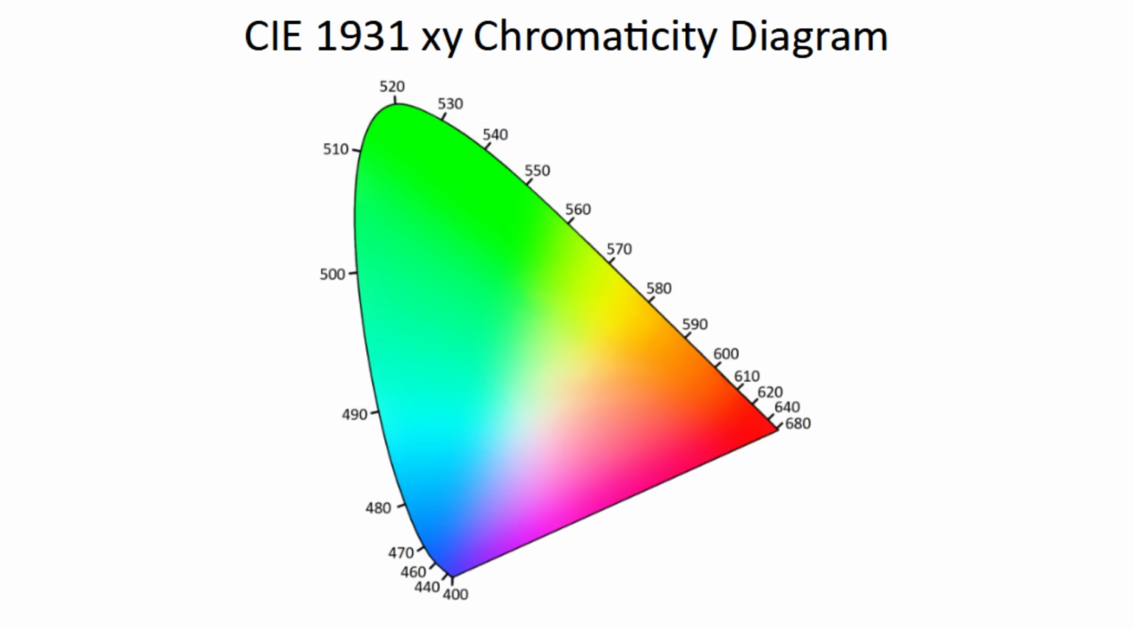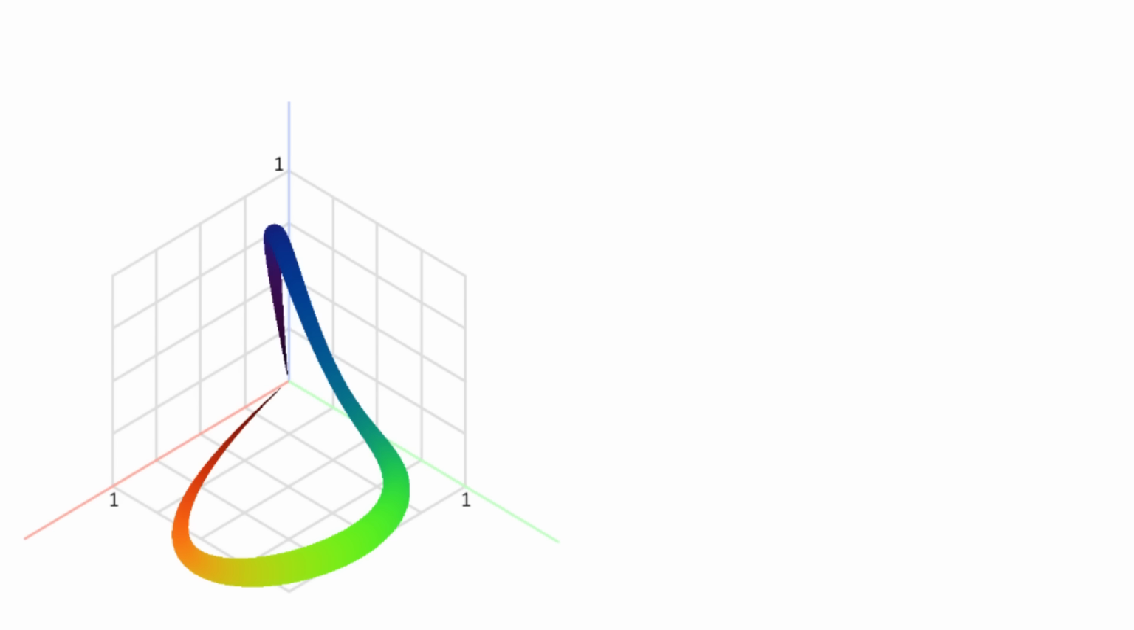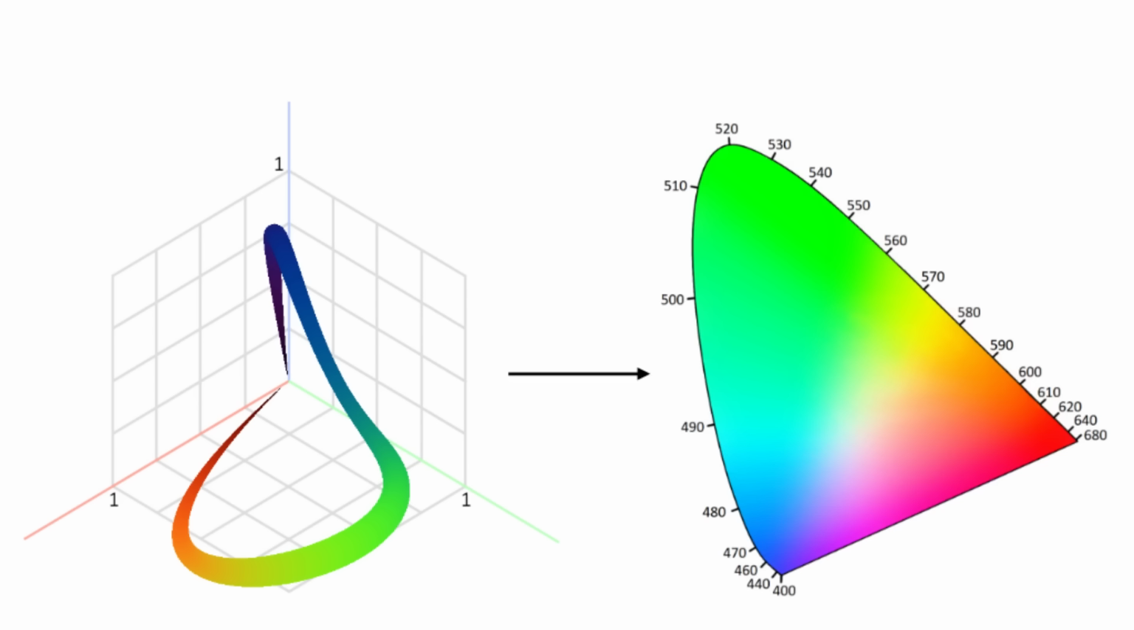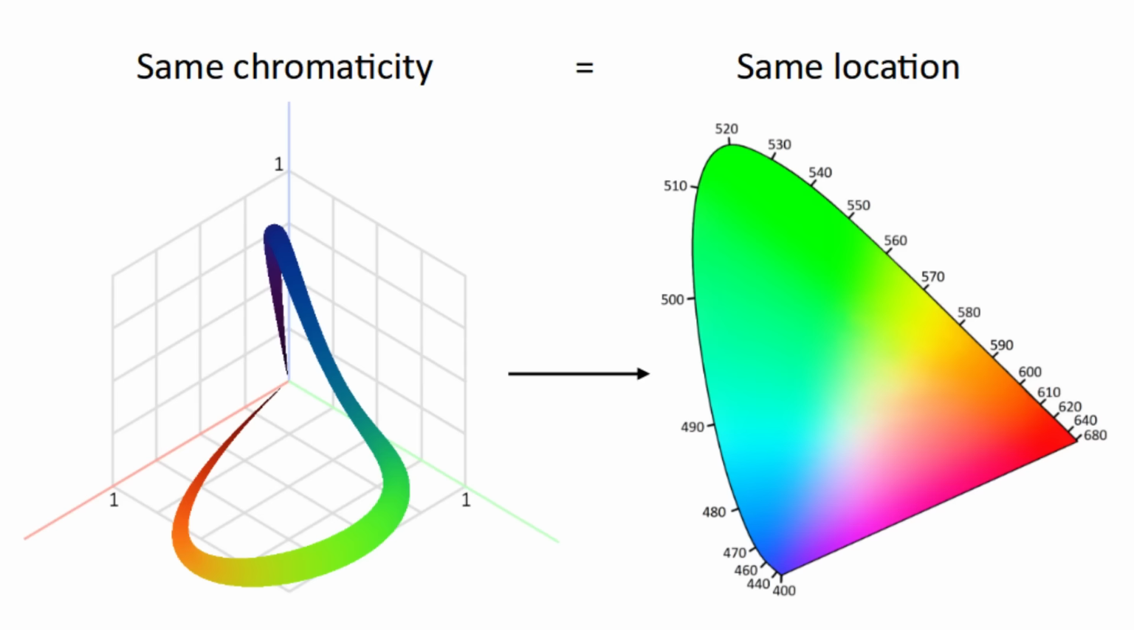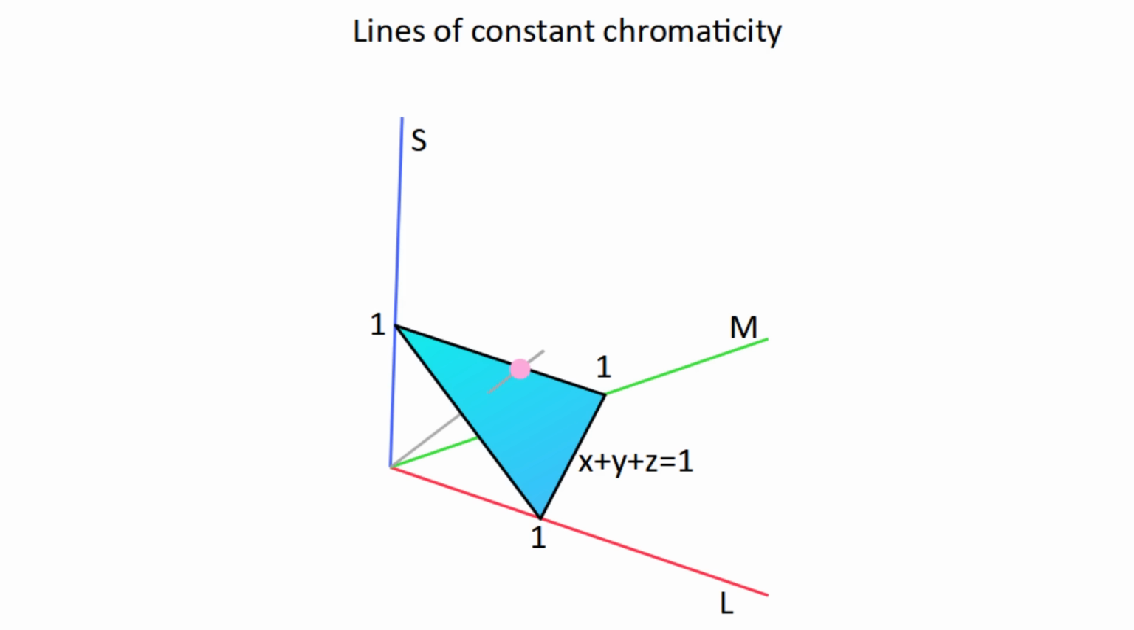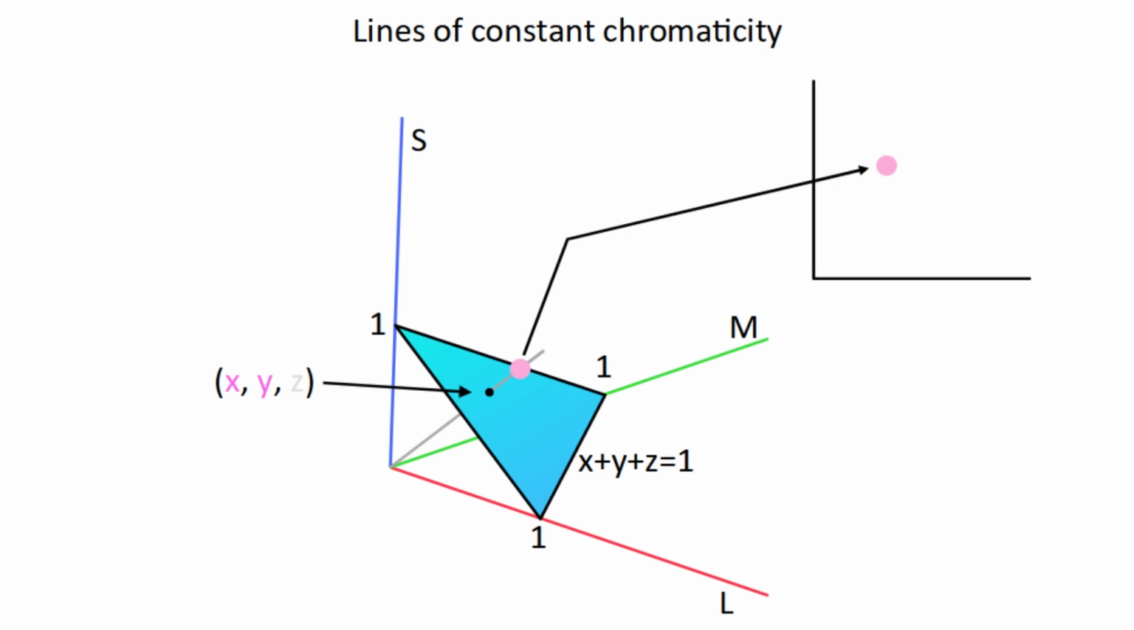Well, we just need an algorithm that takes colors from the 3-dimensional color space and maps them to the 2-dimensional chromaticity diagram in such a way that any 2 colors with the same chromaticity will end up in the same location. The CIE diagram achieves this with the following method. First, you take the color and figure out what chromaticity line it's on. Then you follow that line until it intersects the plane x plus y plus z equals 1. Then take the x and y coordinates of the point where it intersects. Finally, take the original color and plot it in the chromaticity diagram at those same x and y coordinates.